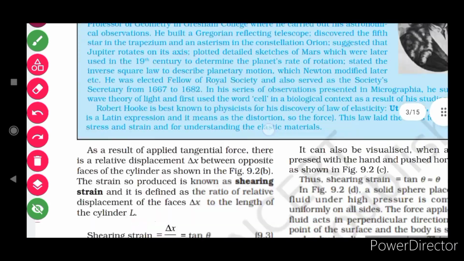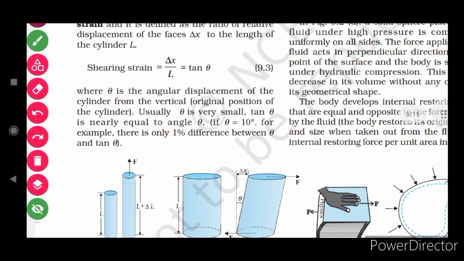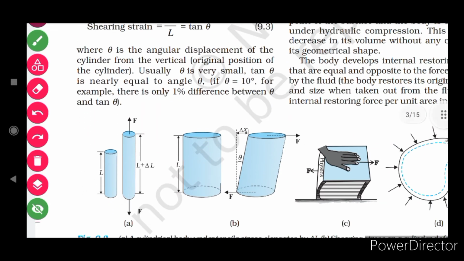Then the second one was the shearing strain, shearing stress. In this case, you see, the lower part was fixed and the upper part was moved. Let's assume the length, or the height, of this cylinder was L, and because of this tangential force, the upper base moved a distance delta x.